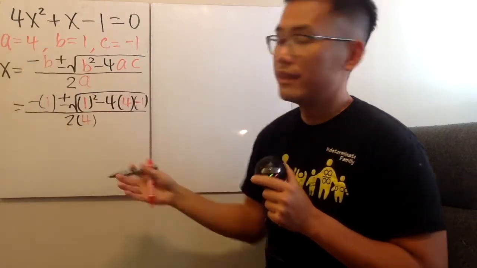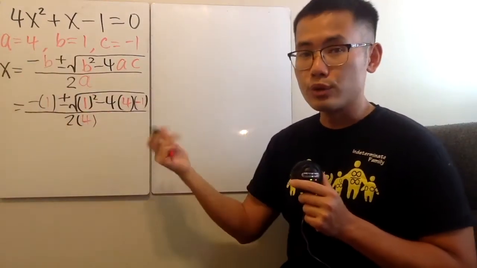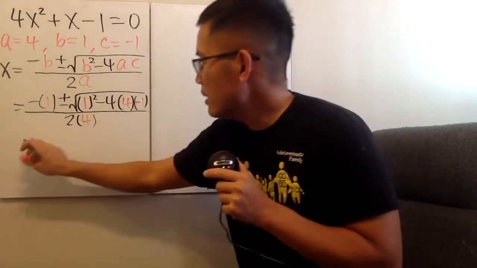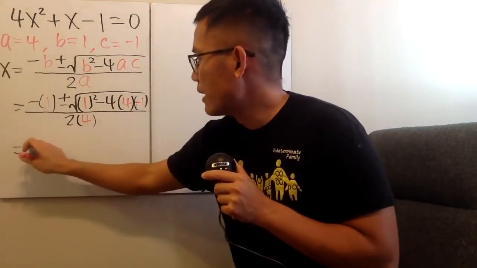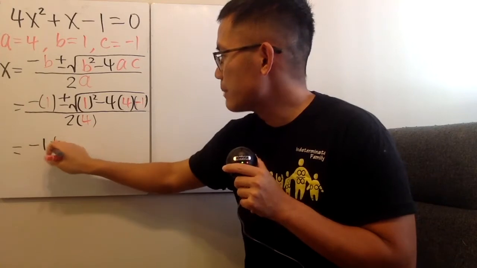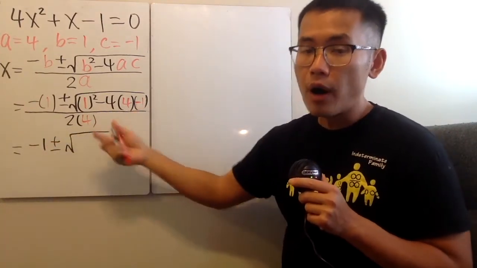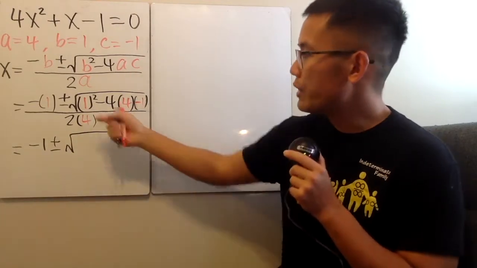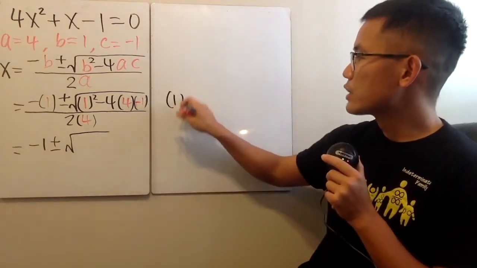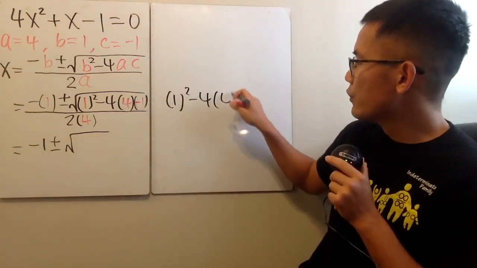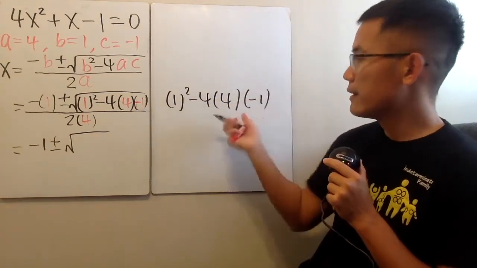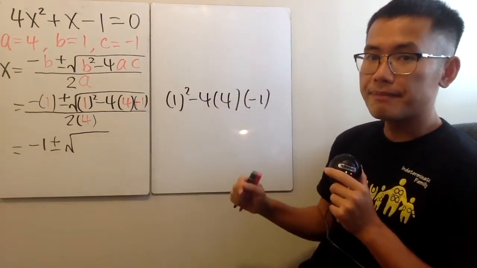So this right here is the setup. Now we just have to work this out. Here, we get negative 1, and then we have plus minus, and let's open the square root. For this part, let me show you guys on the side. We have the 1 squared minus 4 times negative 1, like this. This is just the inside.